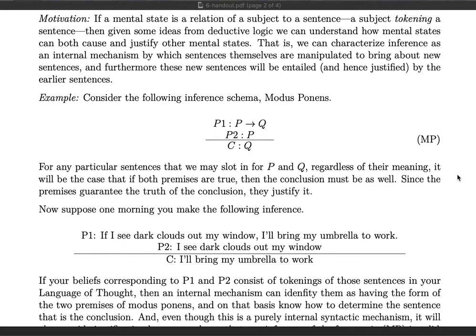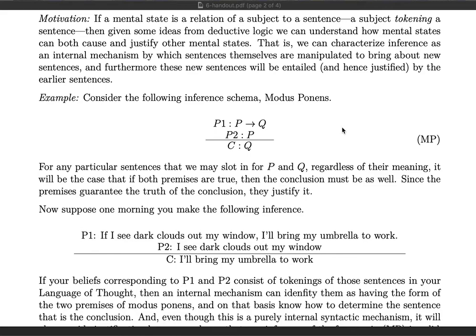So consider the following inference schema, which is called modus ponens. This is an inference schema because it's not a particular inference between particular sentences, but rather shows the form of a whole bunch of possible inferences. So what this inference schema shows us is a certain way of arguing. And this way of arguing or performing inference is one in which there are two premises and a conclusion. The first premise is the conditional if P, then Q. The second premise is the sentence P. And the conclusion is Q.